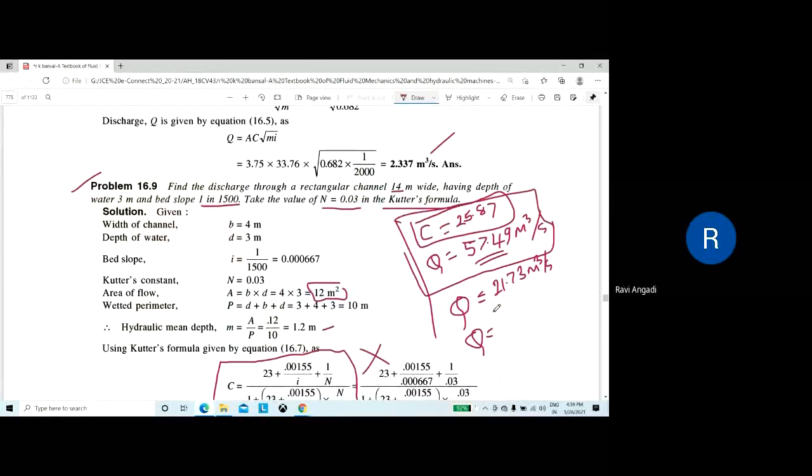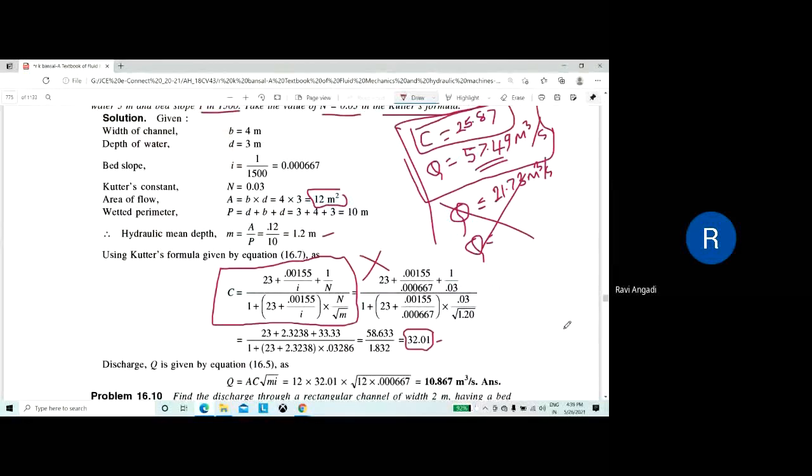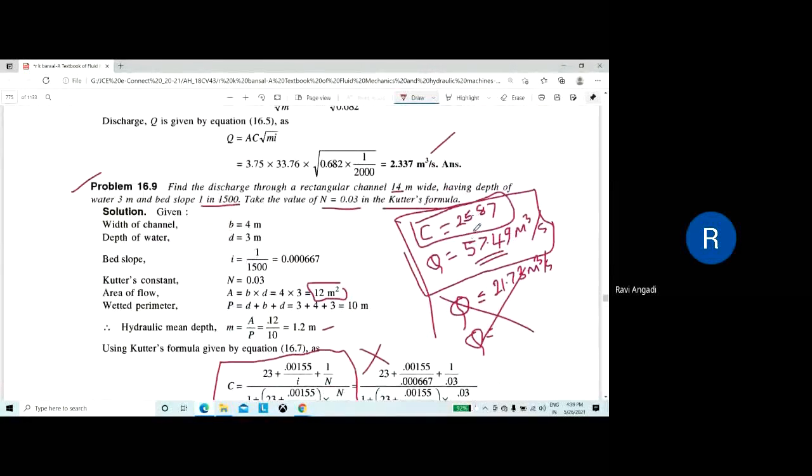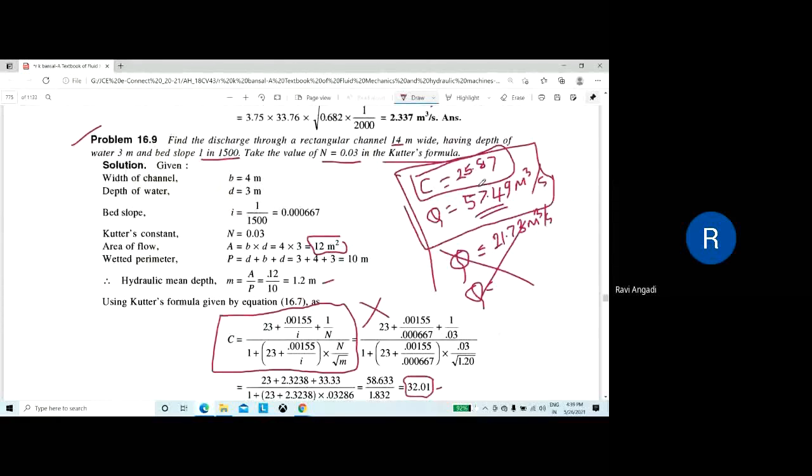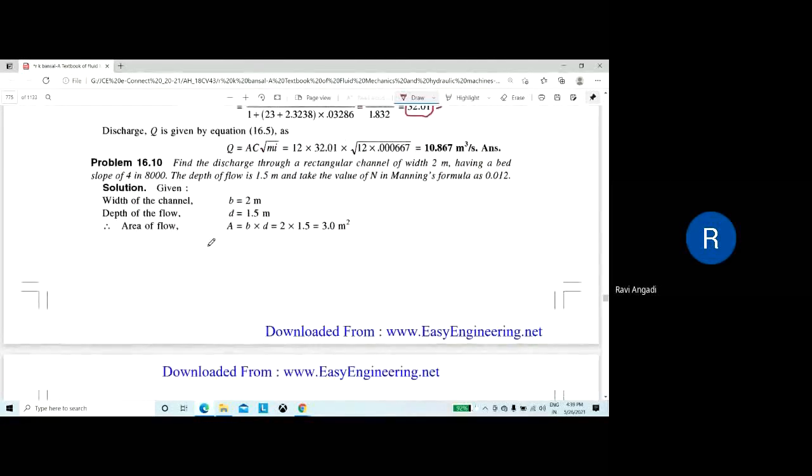Check this answer. You note it on these answers and verify these answers as per the problem. Okay. So I'll go to the next problem. So all of you noted down this value of C and Q, and please check it once. As per the problem, you take it 14 meter wide and 3 meter depth only and calculate. Okay. So let us take the next one.